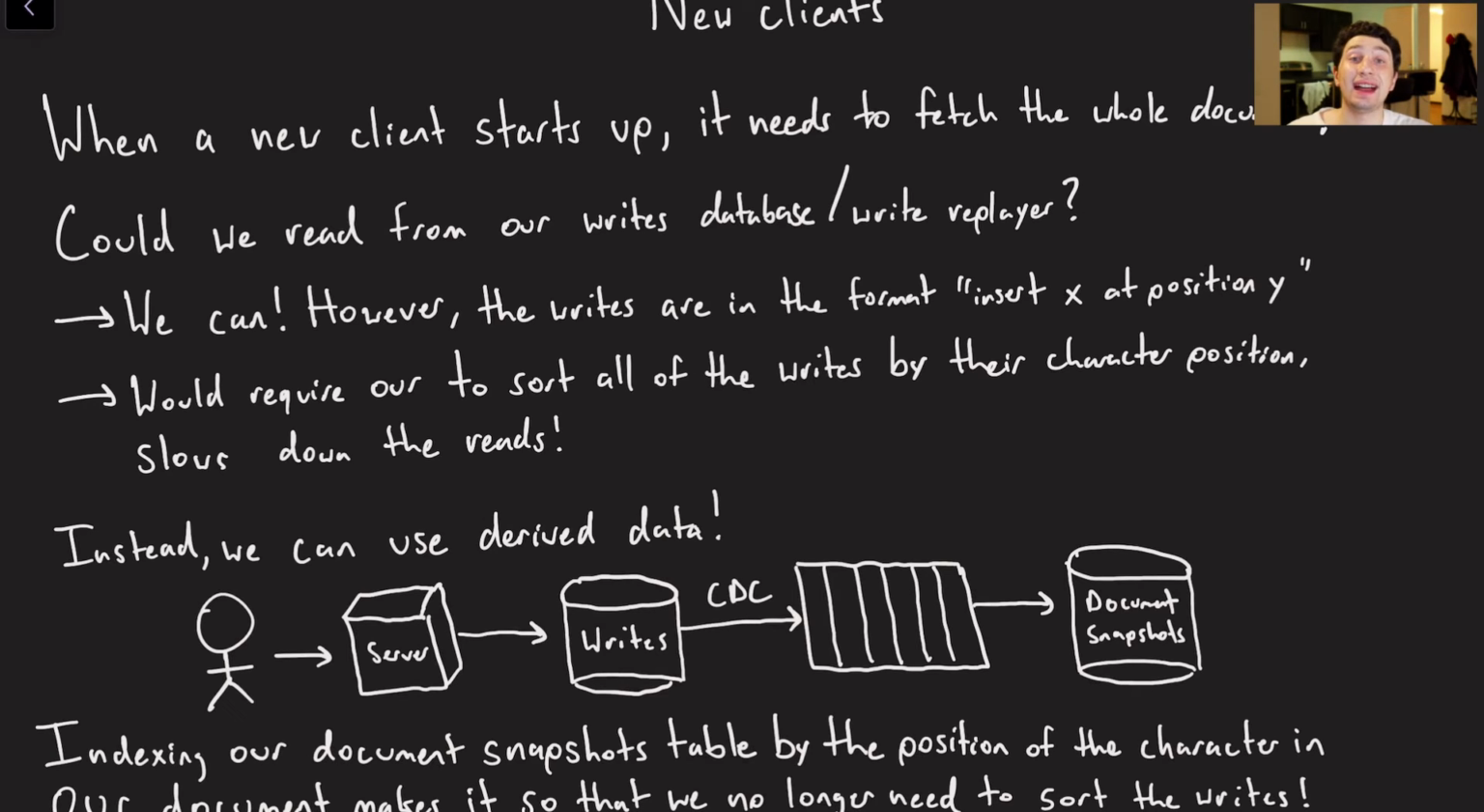However, if I'm a new person and I haven't been writing to the document and now I need to load a snapshot of the document so that I can start getting the active changes to it, I have to be able to fetch it from somewhere. Cool, so how is this actually going to work?